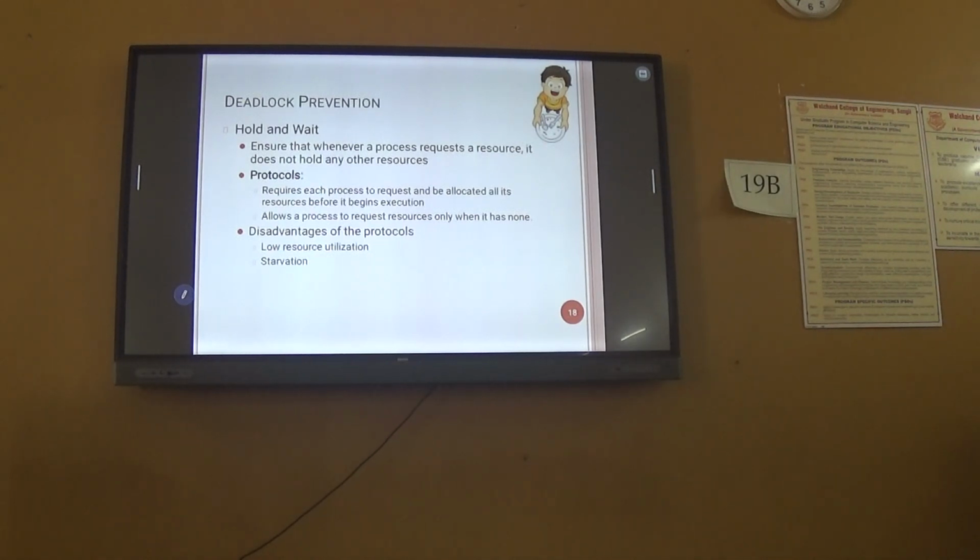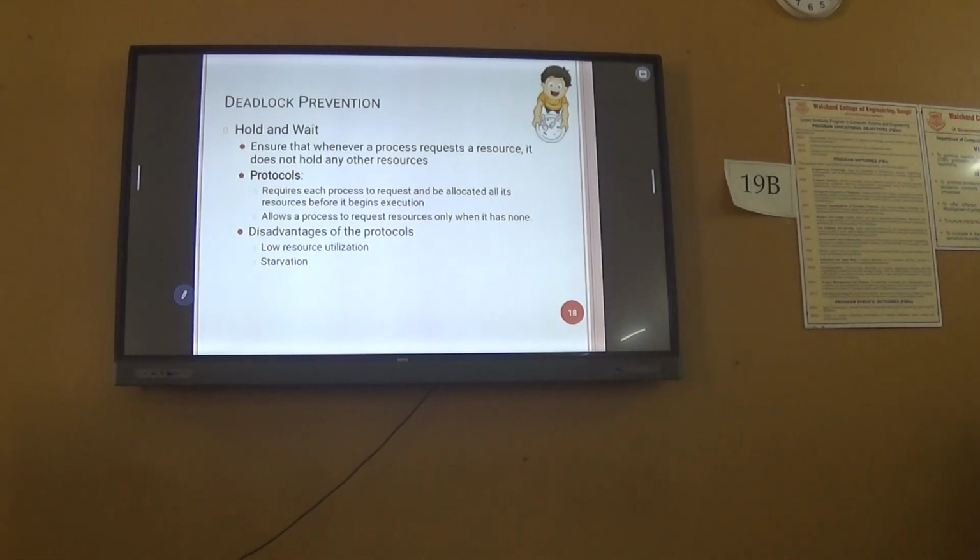Now if process B comes and says, I want the printer, what will the operating system say? The printer is held by process A. Even if it is not being used, it is held by process A, so you can't demand the printer. So obviously deadlock won't be there. But again, what is the drawback of that? It may cause low resource utilization.